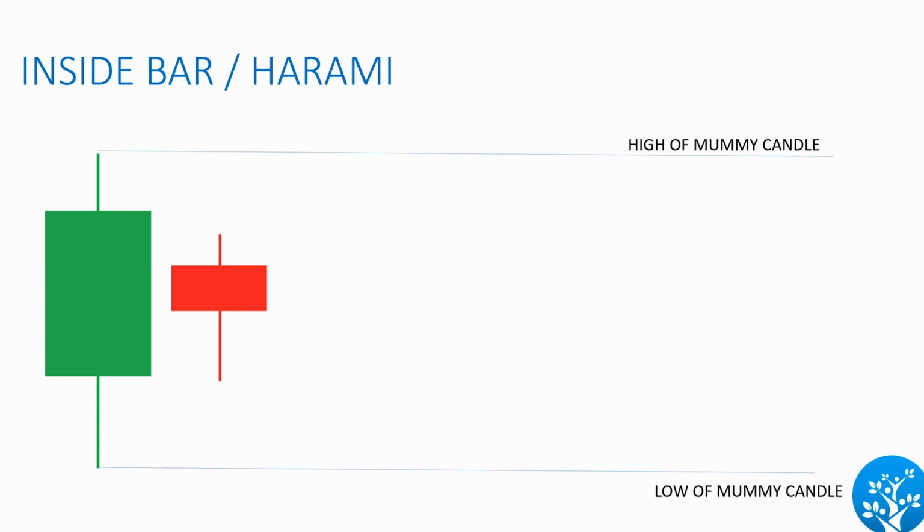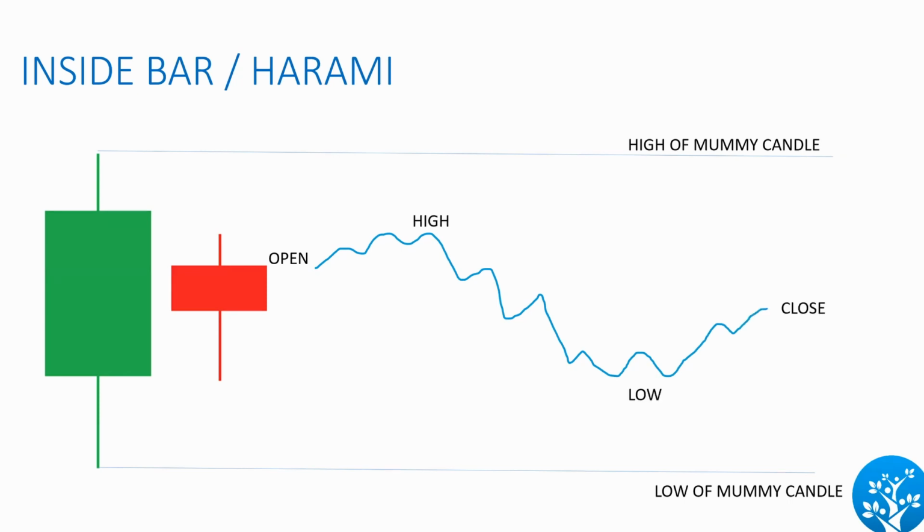When the second candle is formed, it opens. The price is staying inside the high and the low of the mummy candle. It is forming a new high, but inside the high of the mummy candle. It is going and making a low, but it is inside the low of the mummy candle. It stays within the mummy candle. That's why we call it the baby candle. And this baby candle is totally inside the range of the mummy candle.